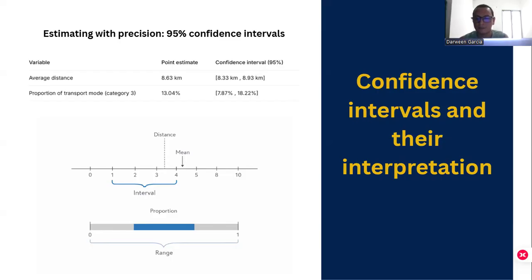In conclusion, sampling and confidence intervals are not just formulas in a notebook. They are powerful tools to understand reality and build a better future.